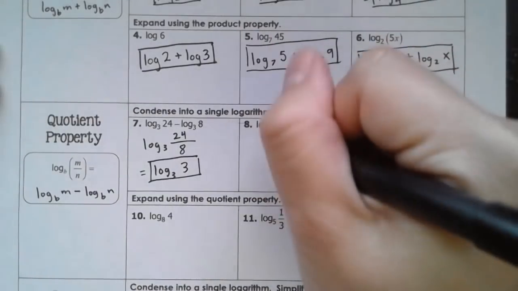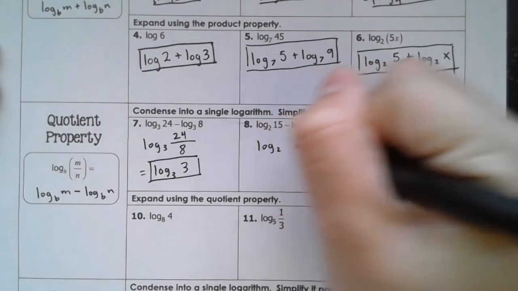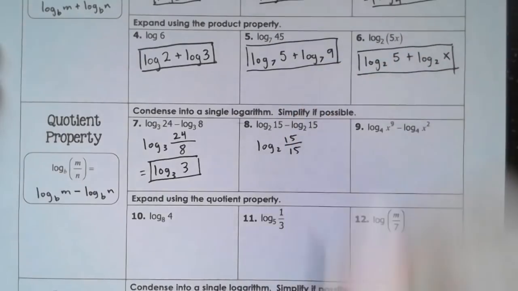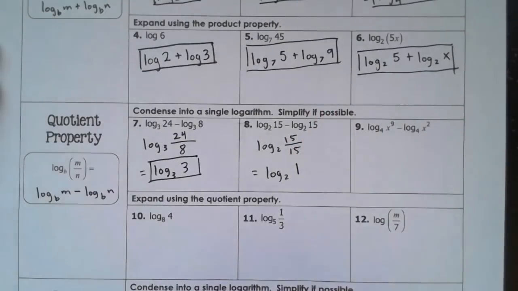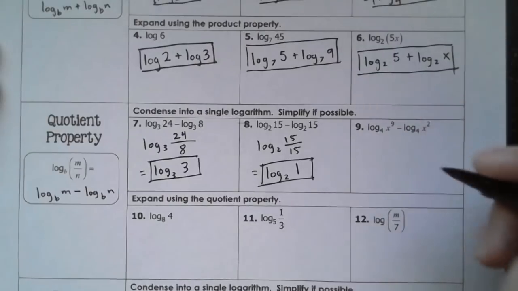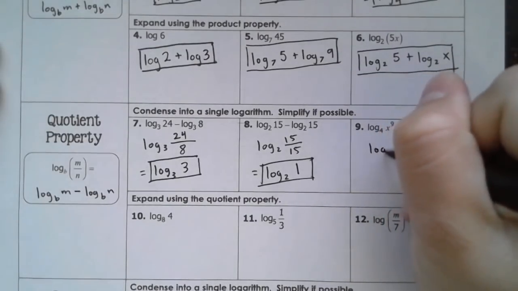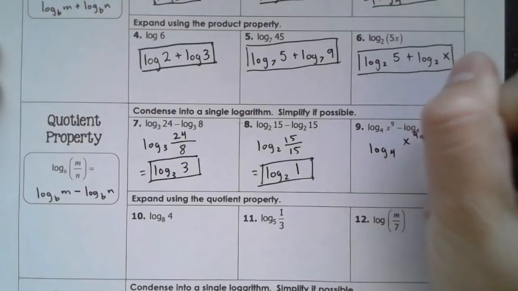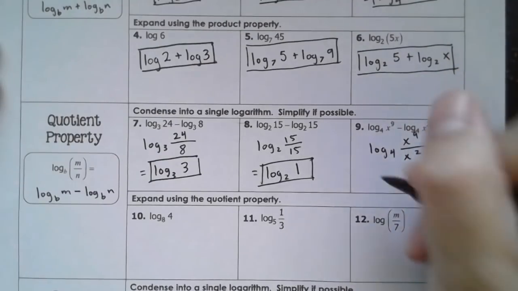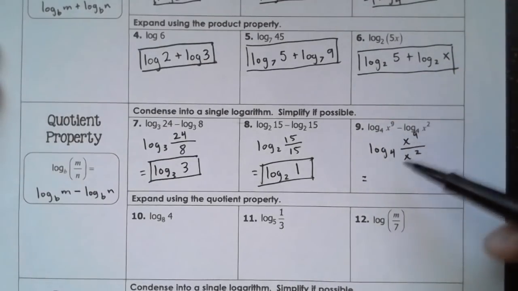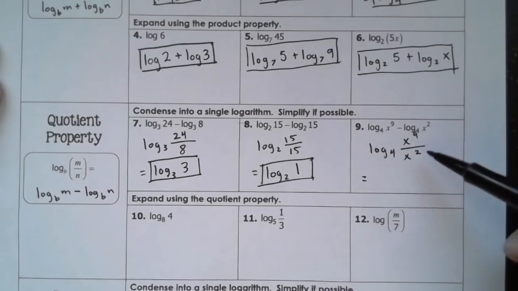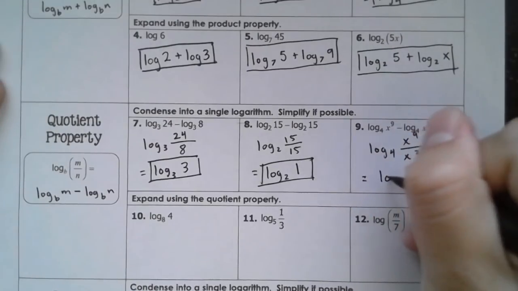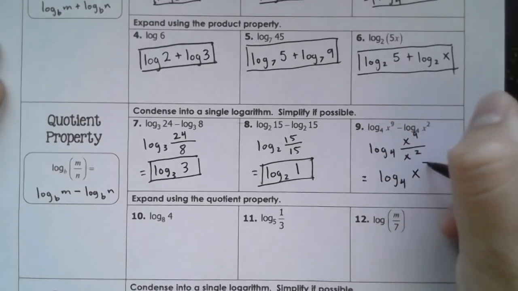Next one, I can write this as log base 2 of 15 over 15, and that's equal to log base 2 of 1, and that's it. Next one, I can write this as log base 4 of x to the 9 over x squared. And then you'll recall from our last unit on rational exponents, x to the 9 over x squared can simplify to log base 4 of x to the 7.